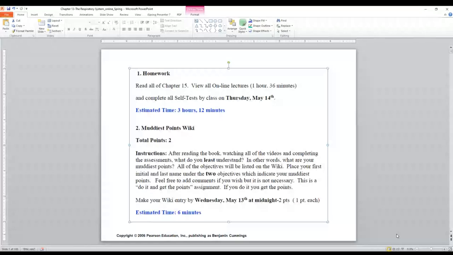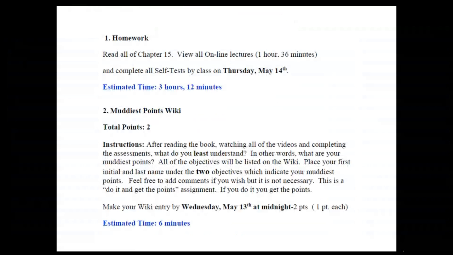Let me introduce this week's module. Okay, so this week's module is covering your last organ system, which is the urinary system. The urinary system is chapter 15.